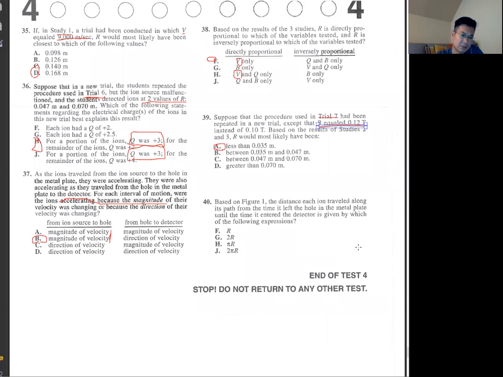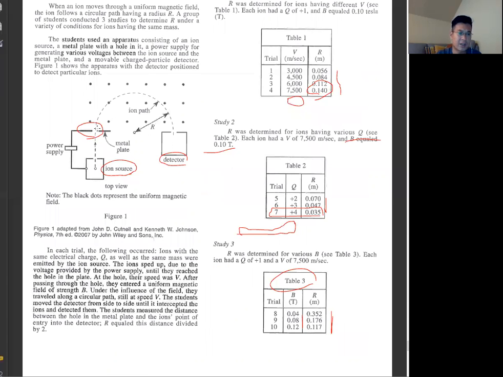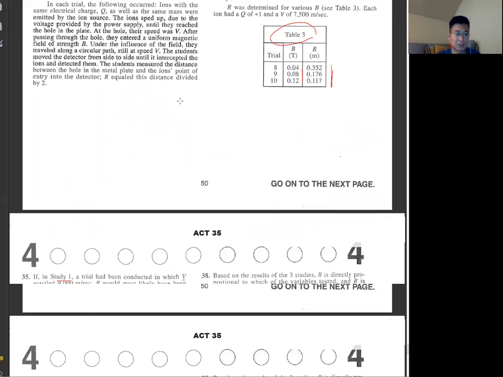40, the last question. Based on figure 1, the distance each iron traveled along its path from the time it left the hole in the metal plate until it came all the way to there. So if you look at the shape of this one, this is a half circle, right? This is a half circle, and the radius is R. So 2 pi R is the entire circumference, but then half of it, so pi R is the answer. So which is H.